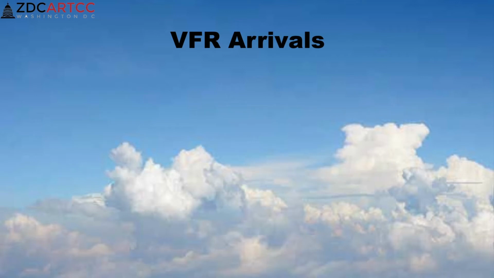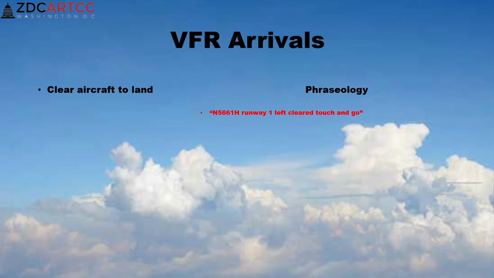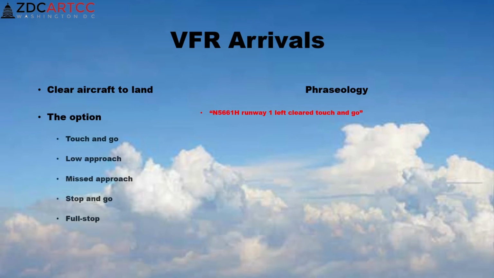Remember, you need to clear an aircraft to land. For example, the phraseology would be: November 5661 Hotel, runway 1 left, clear touch and go. Something else you can clear an aircraft for is called the option. The option consists of touch and goes, low approach, missed approach, stop and go, and full stop, at the discretion of the pilot. By clearing an aircraft for the option, it clears them for any one of these 5 options. If you are busy, it may be best to clear an aircraft for a touch and go rather than the option, as now you know what the aircraft will be doing.